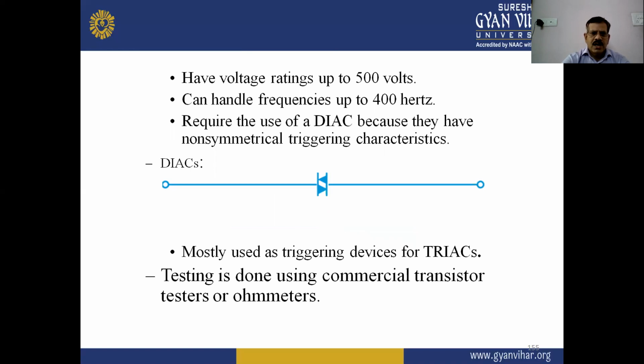It requires the use of a diac because triacs have non-symmetrical triggering characteristics. So the next device of the thyristor family is the diac. The diac is mostly used as a triggering device for the triac. Testing is done using a commercial transistor tester or ohmmeters.